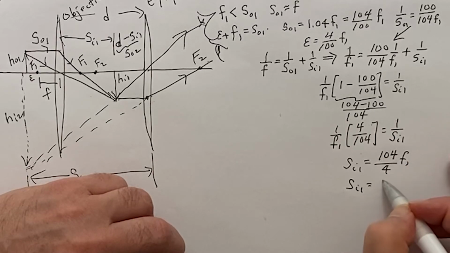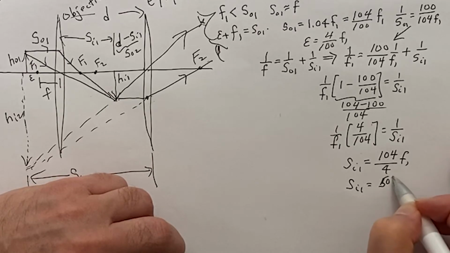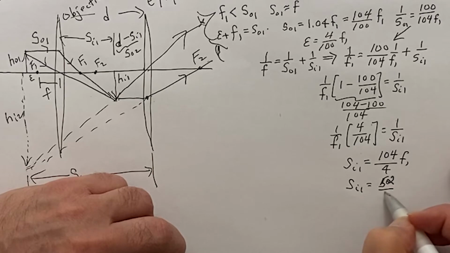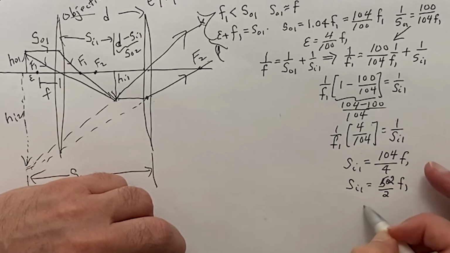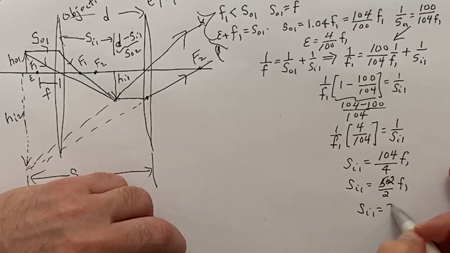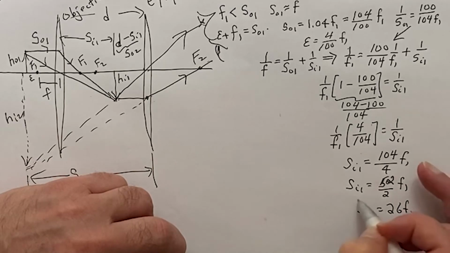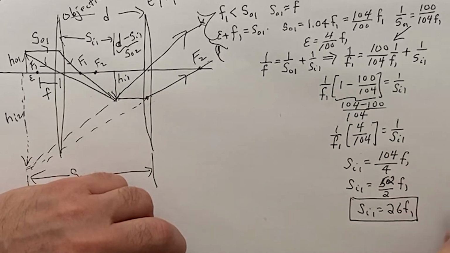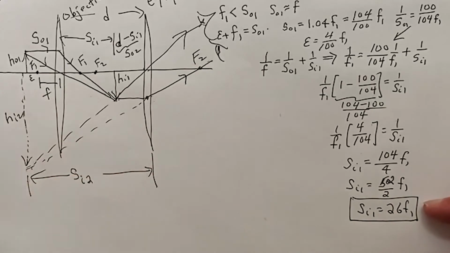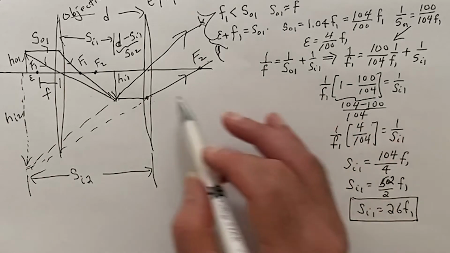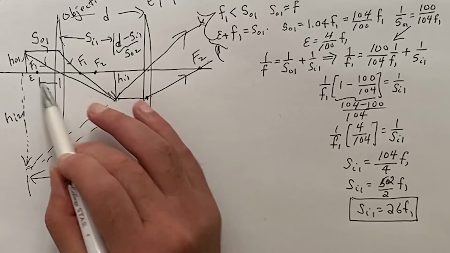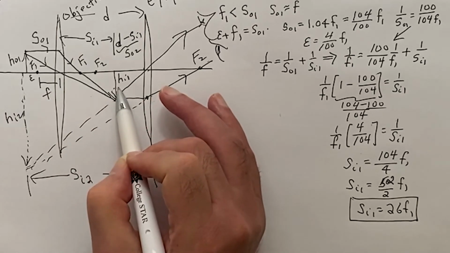And here, this is 100 and, no, this would be, let's see, 52 divided by 2. And this would be 26 F1. So that's pretty far away, compared to the focal length, it's like 26 of them away. So the next step is, in my design, I know now where this is.